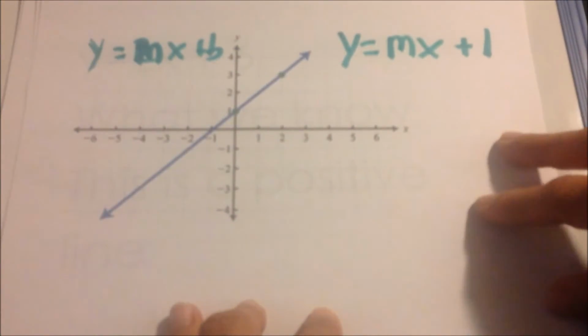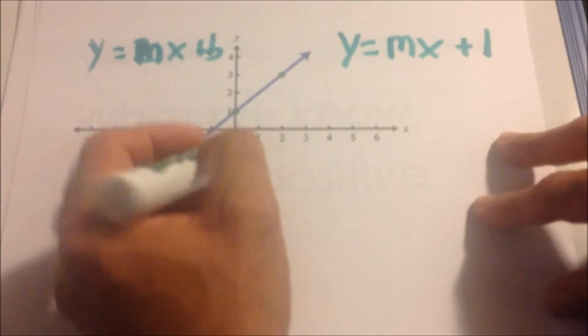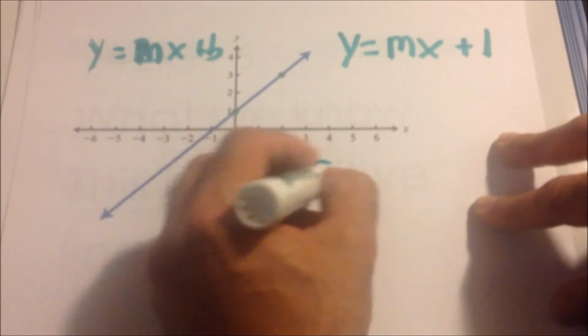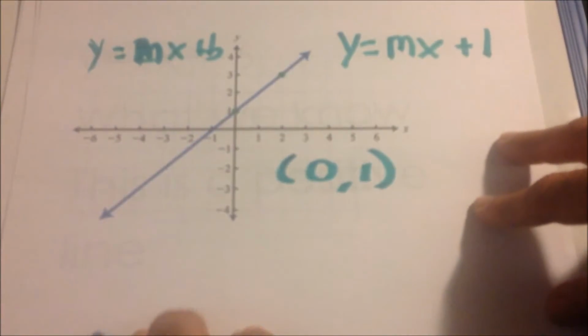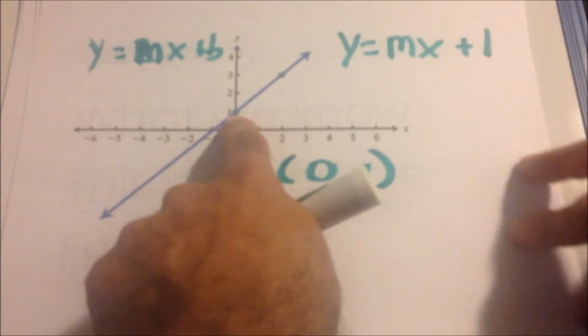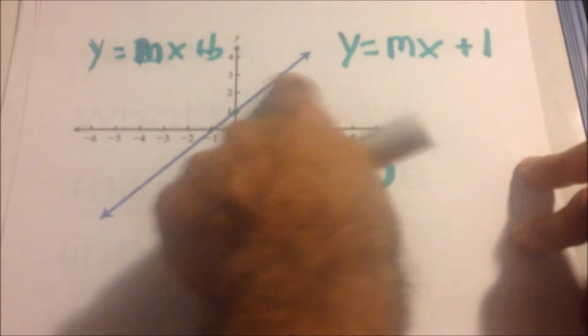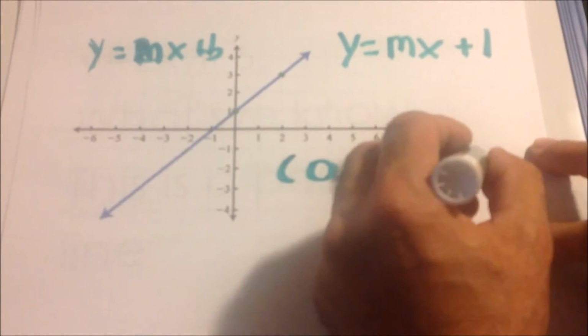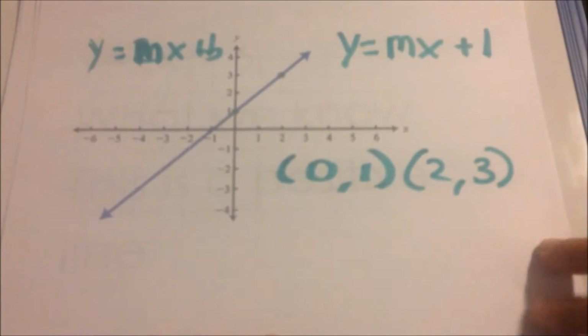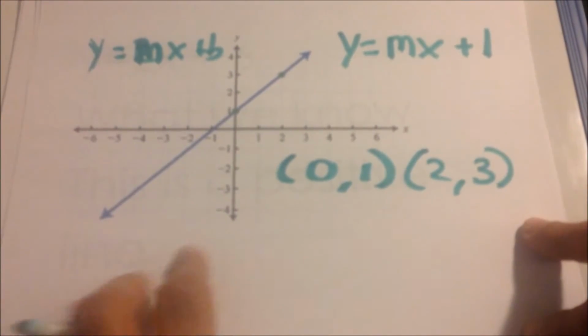We did this in another video. Any point you want. We have a 0, 1. Remember, x comes first. The x is 0. The y is 1. We have another point here, 2, 3. And you can use any points you want that are on the line, whatever you choose to use. Okay? And remember, we went over this in class.